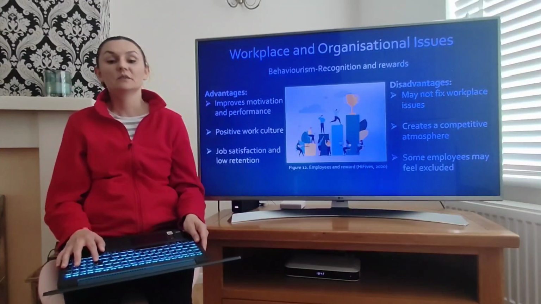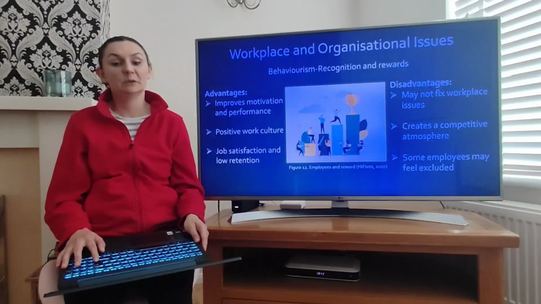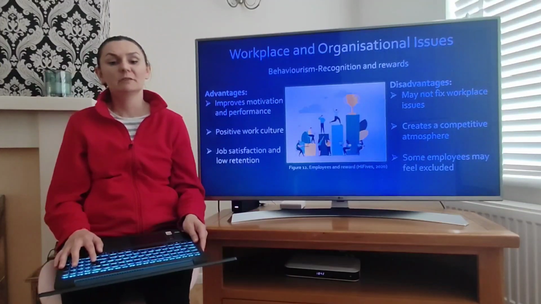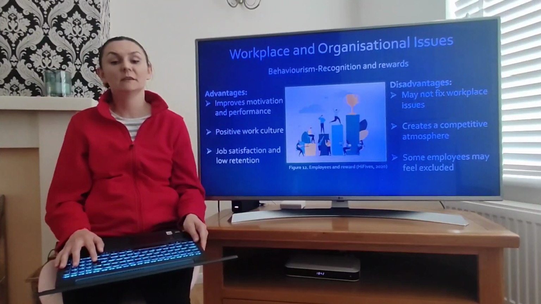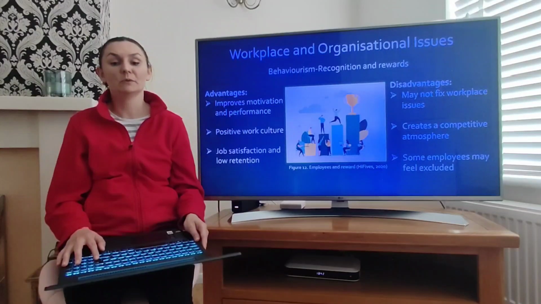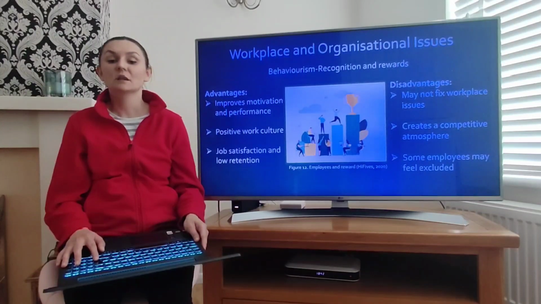However, recognition is not always positive and can lead to a negative experience for other employees who didn't receive the reward. Workplace and organizational structure issues might be more complex than being fixed by rewarding. Positive reinforcement can create a competitive atmosphere among the team. Additionally, a non-transparent process of selecting rewarded team members creates an exclusion for some employees.